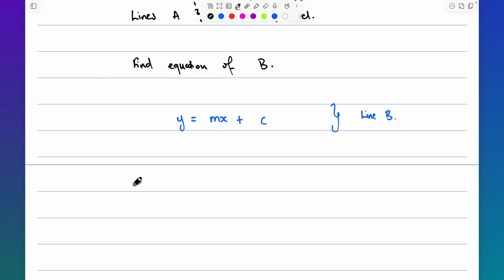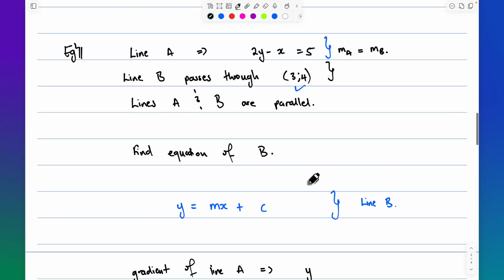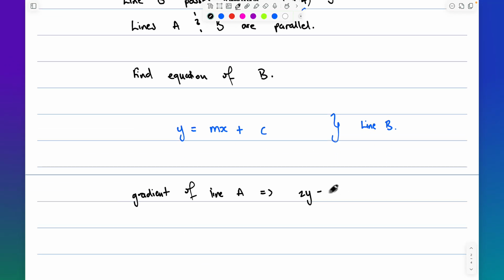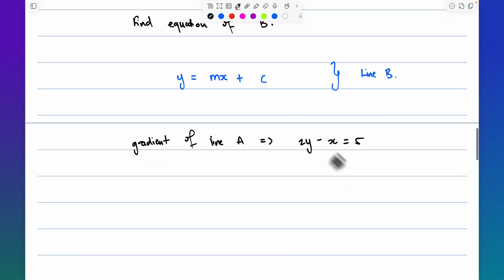All right, so let's come back here. The gradient of line A is equal to, right? How do you calculate that? Because we already have the equation, which is 2y minus x is equal to 5. Usually, when we're already given the equation, we can look at it because it should follow y is equal to mx plus c. But in order for us to directly interpret what the gradient is, we need to make sure it's in this format over here.